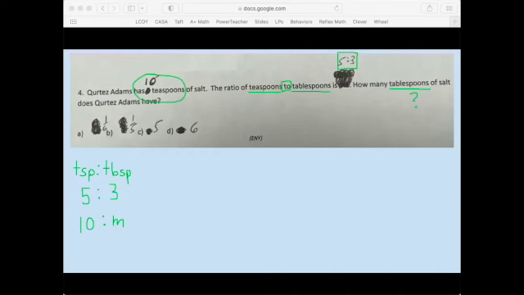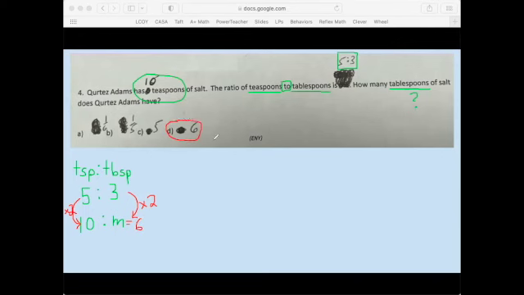Okay. So I'm going to ask myself, how did I get from 5 to 10? If you said you add 5, that's true, but we're in middle school and we want to use multiplication and division as much as possible. So I'm going to multiply 5 by 2, and that gets me 10. And whatever I do to one side of the ratio, I have to do to the other quantity as well. So I'm going to multiply by 2. And when I multiply 3 by 2, I get 6. So m is equal to 6.